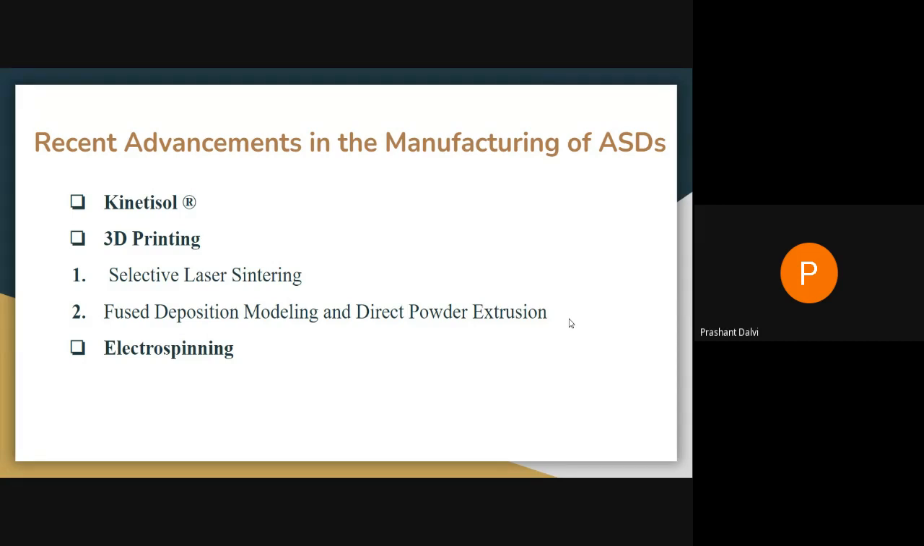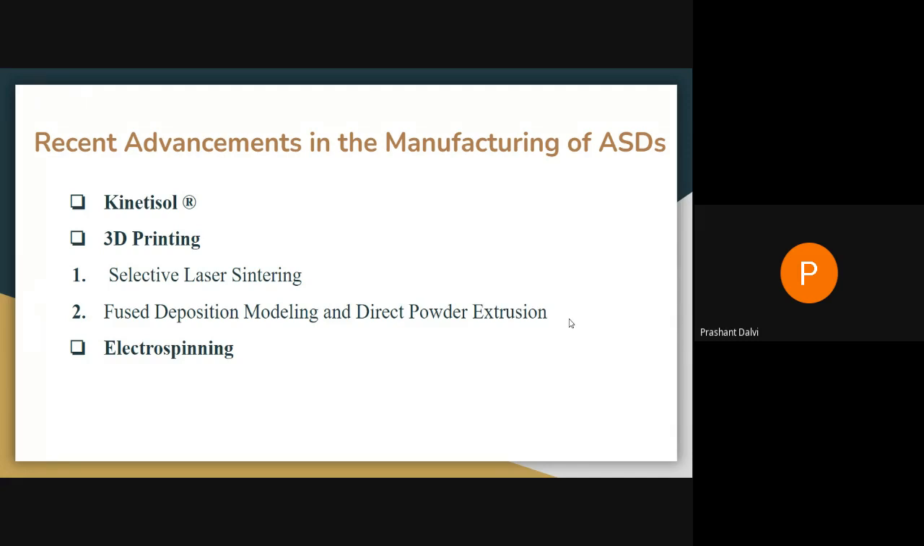Okay, and their recent advancement in that manufacturing technology. Here, kinetisols is one of the important techniques. 3D printing is there, and in 3D printing, selective laser sintering, fused deposition modeling, and direct powder extrusion, and electrospinning. Okay, these are the recent advances in manufacturing techniques of these amorphous solid dispersions. Which is available nowadays in the market? We'll discuss all these things.